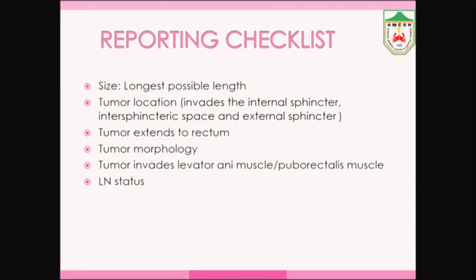So our reporting checklist should include the size, the longest possible length, the tumor location, whether it invades the internal sphincter, intersphincter space or external sphincter, whether the tumor extends to the rectum or not, tumor morphology, whether the tumor invades the levator ani muscle or puborectalis muscle or not, and lymph node status.